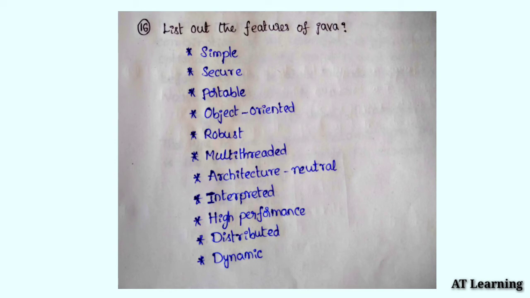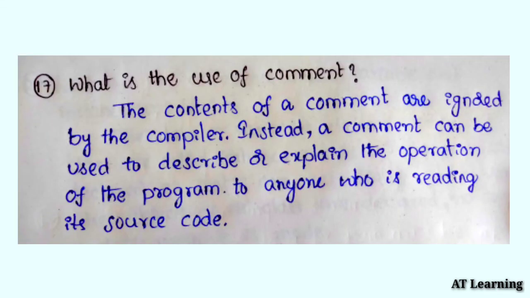Next question is, list the features of Java. The features of Java are simple, secure, portable, object-oriented, robust, multi-threaded, architecture neutral, interpreted, high performance, distributed, dynamic. Move to the next question, that is, what is the use of comment? Comment is used to describe or explain the operation of the program to anyone who is reading its source code.